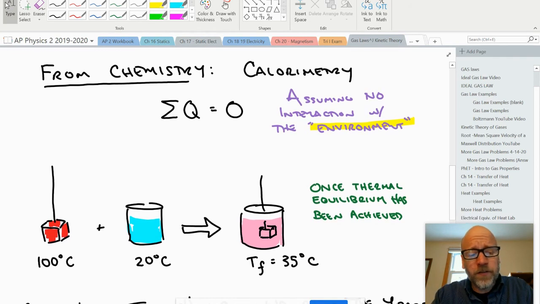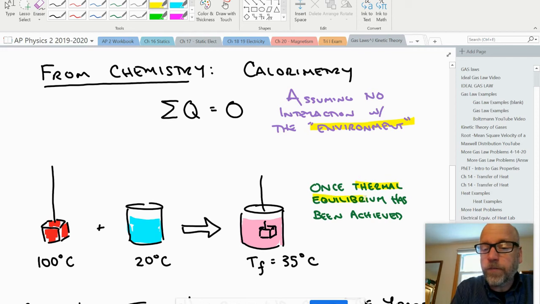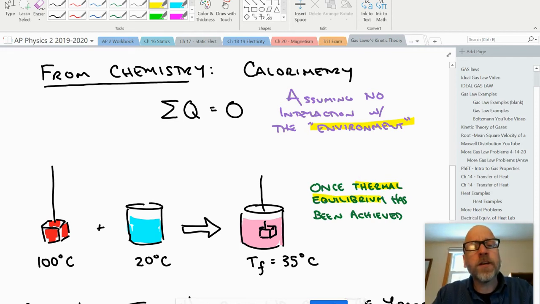If I take a sample of metal, let's say it's copper, often we can heat it to 100 degrees Celsius. Why is it always 100 degrees Celsius? Because you can put it in boiling water, which is at 100 degrees Celsius, right? Heat will flow into the metal until it also reaches 100 degrees Celsius, and then heat will stop flowing. You take that hot metal, you put it into cold water. What do you get? Warmer water. Heat will flow out of the metal into the water until thermal equilibrium has been achieved.